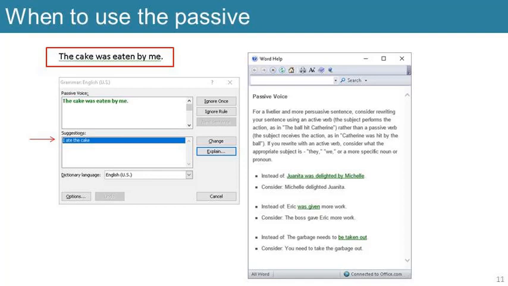The message alerts you that you are using the passive and implies that there is a potential problem in doing so. After all, it never alerts you to your use of the active. This message unsettles writers who don't have enough grammatical knowledge to know when to ignore it.